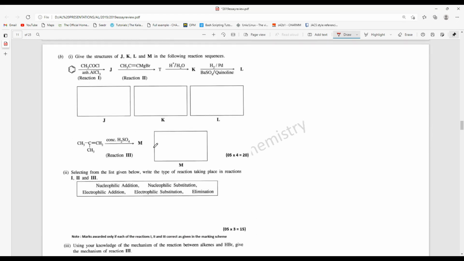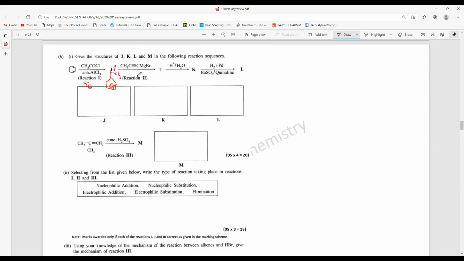Okay, so another part here. Give the structures of J, K, L, M in the following reaction sequence. So you have a benzene. The normal reactions for benzene are electrophilic substitution reactions. So this is an SE reaction. So you will have the structure here, the COCH3 group.